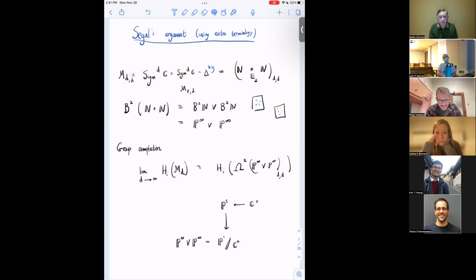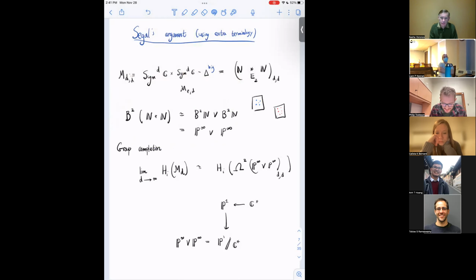So anyhow, I'll do this a little quickly because it uses some terminology that I don't expect everyone to know. But the point is that this is a free E2 algebra, and so if you deloop it twice, delooping the free product is just going to deloop to a wedge. So the double classifying space of this is going to be the classifying space of N wedge the classifying space of N, which is the infinite projective space wedge the infinite projective space.